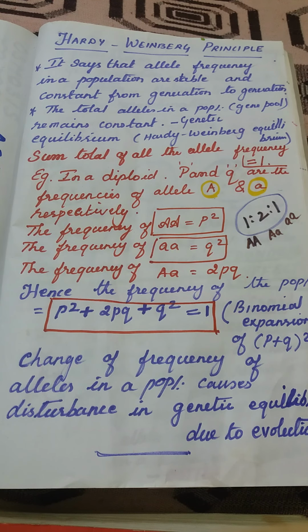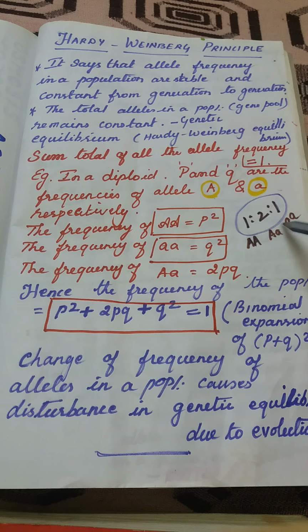The sum total of all the allelic frequencies is equal to 1. For example, in a diploid, P and Q are the frequencies of alleles capital A and small a respectively.